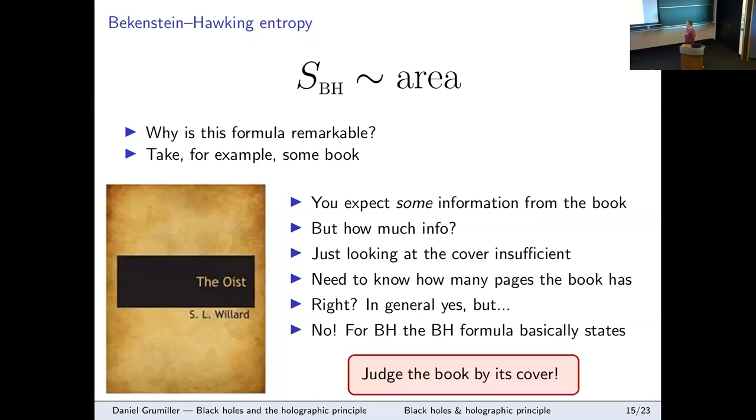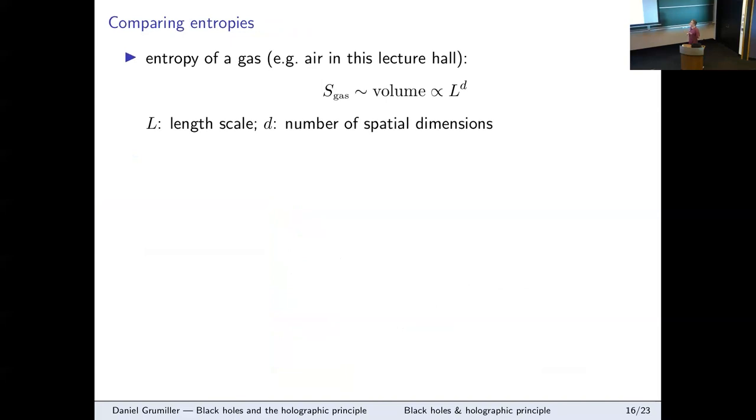But for black holes, the Bekenstein-Hawking formula basically states that you can judge the book by its cover. You just look at the cover, and that's all the information there is. You can look into the book. There might be some information, but it's going to be redundant with what is written on the cover. And that's why this formula is remarkable, because it's quite different from the way that entropy behaves for standard thermodynamical systems. So let me elaborate a little bit on this.